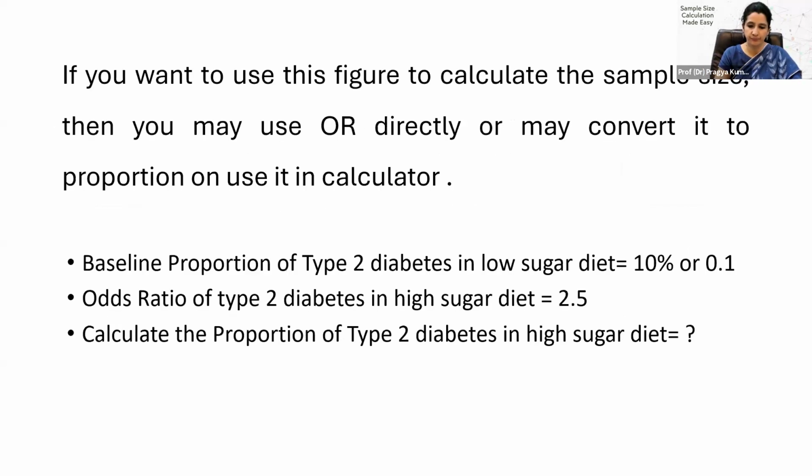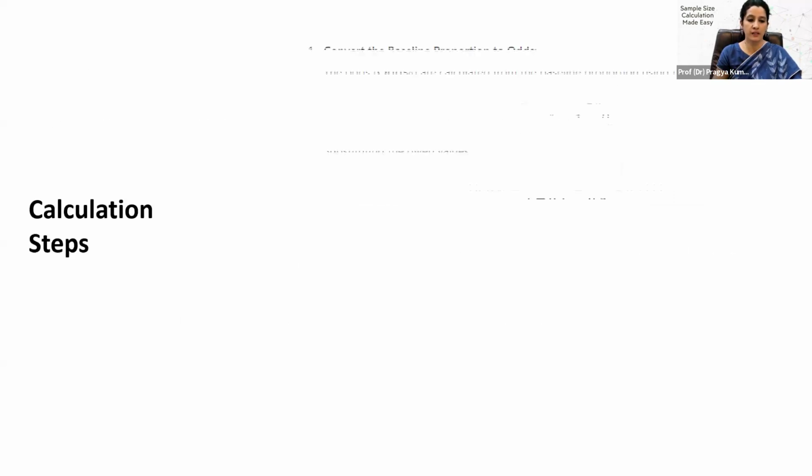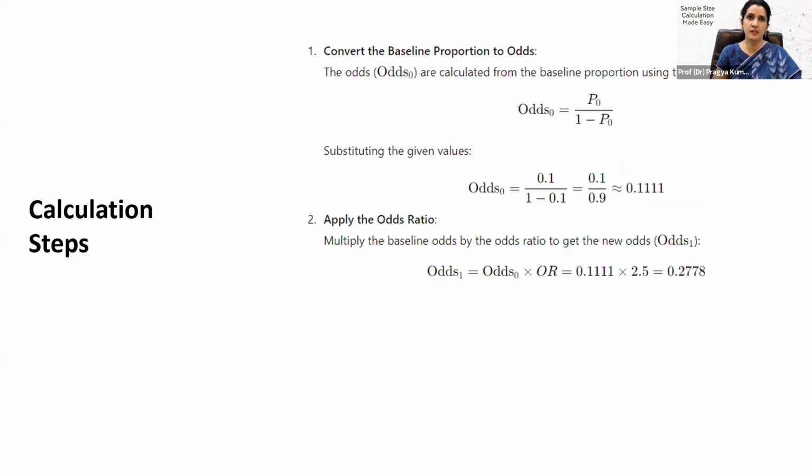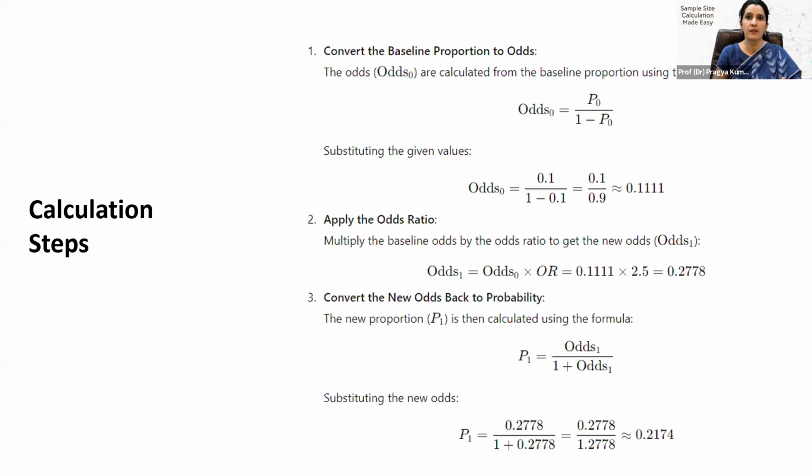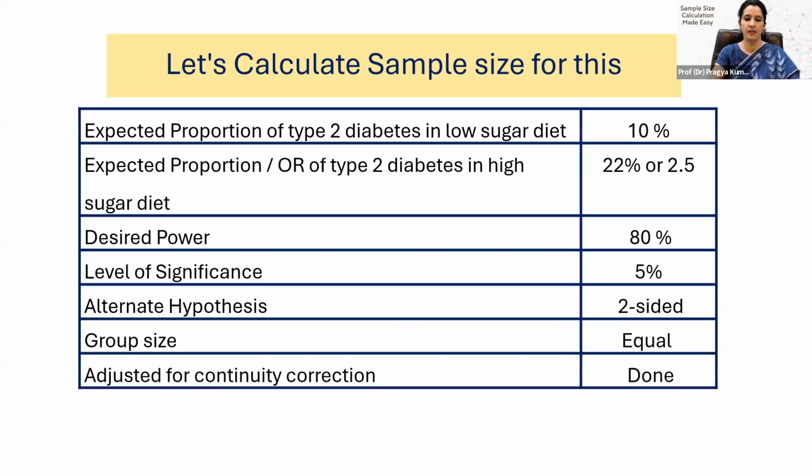So how to calculate? You can use the 10% as the baseline prevalence and the odds ratio of 2.5, and calculate the proportion of diabetes in the second group. These are the calculation steps. It is just applying the formula, and the new probability will be 0.217. So here the expected proportion is 10% in the low sugar diet, and the odds ratio is 2.5. The desired power is 80%, 5% is the level of significance, the alternate hypothesis is two-sided and group size is equal. So I have to calculate this, it is 10% and 22%.